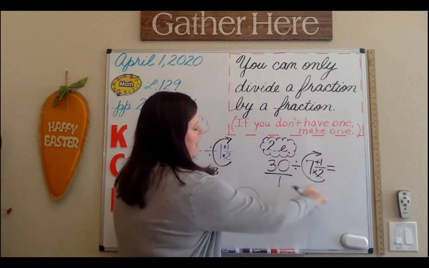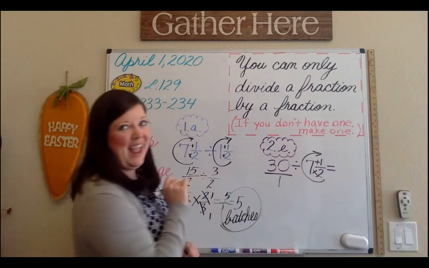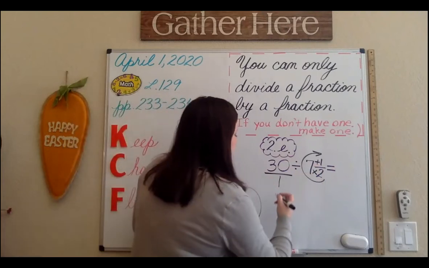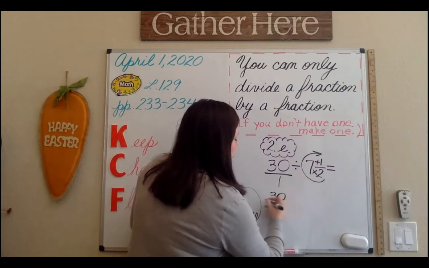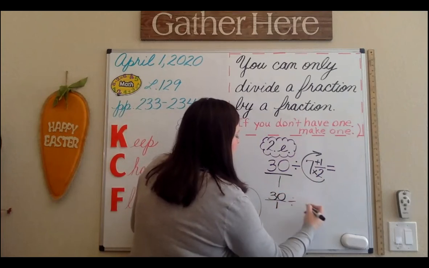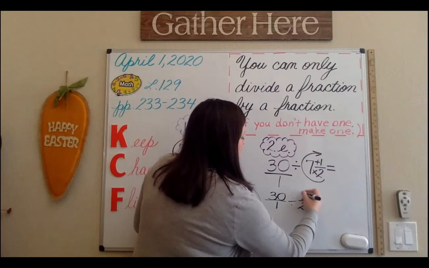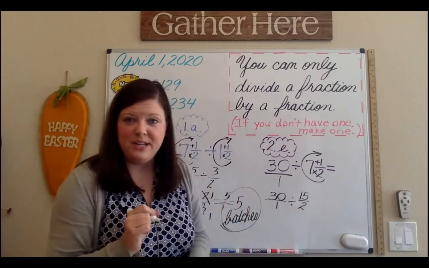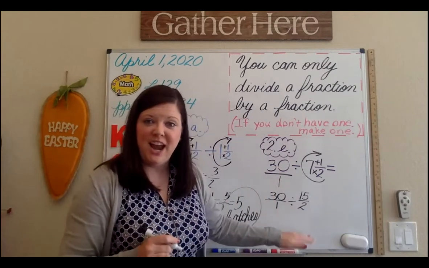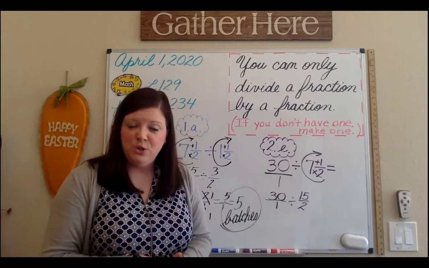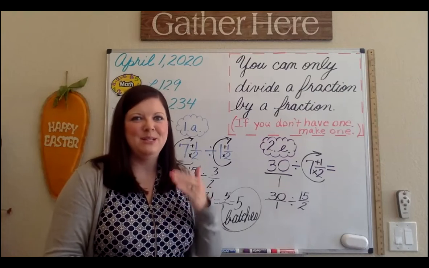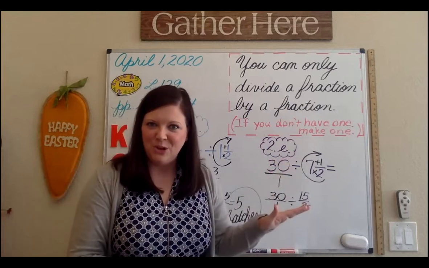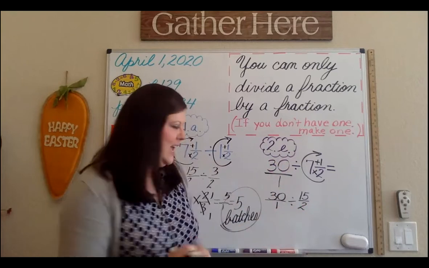Backward C, we're going to multiply the bottom and the top. 7 times 2 is 14 plus 1 is 15. I'm going to rewrite this. 30/1 divided by 15 halves. It's very important to make sure that you have a fraction on each side first before you do your 3 steps, your keep, change, flip. Now that I have a fraction on the left and a fraction on the right, let's do our 3 steps.